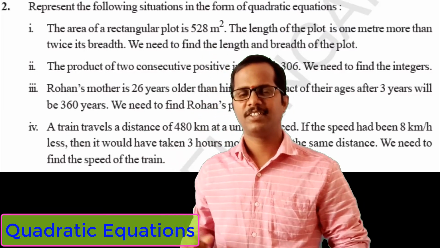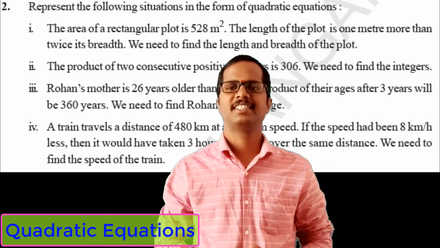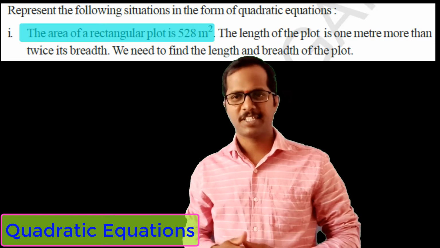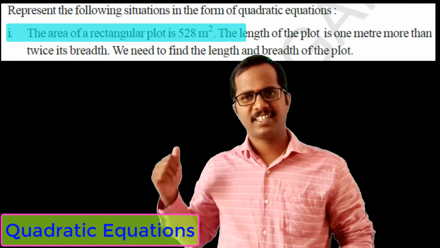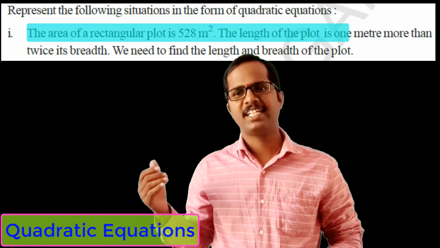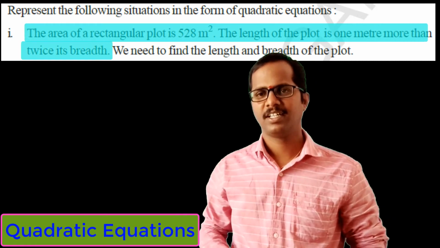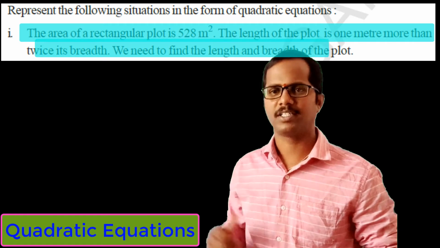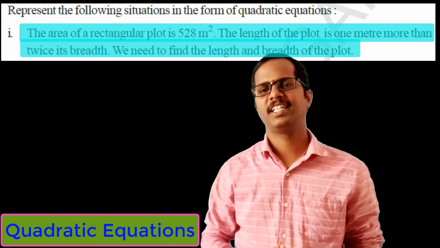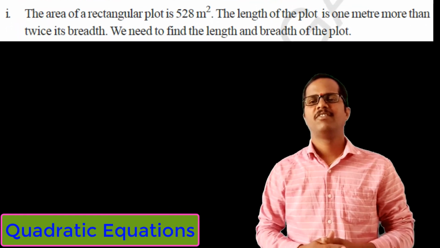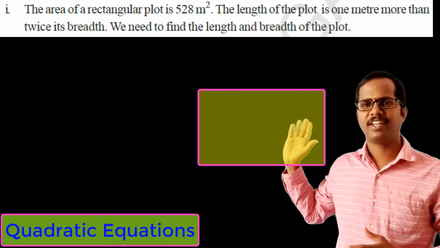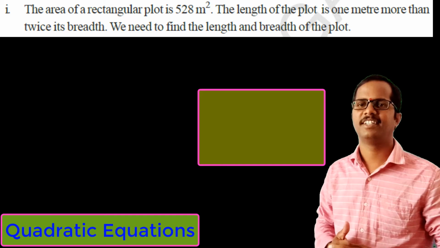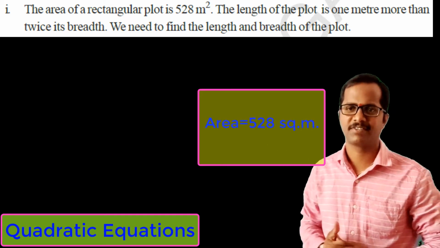So in this, the first problem is given as: the area of a rectangular plot is 528 meters square. The length of the plot is 1 meter more than twice its width. And we would like to find the length and width of this rectangular plot. So here in this situation, we were given the area of a rectangular plot. How much is it given? It is 528 meters square.